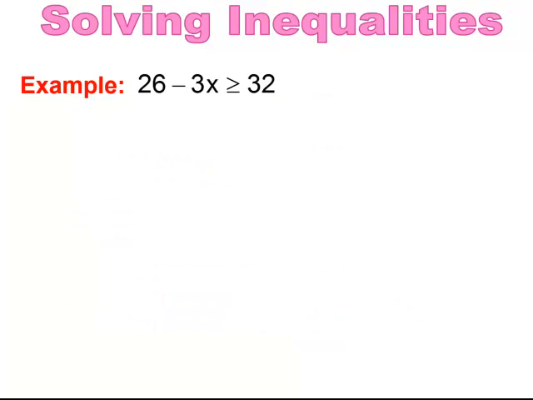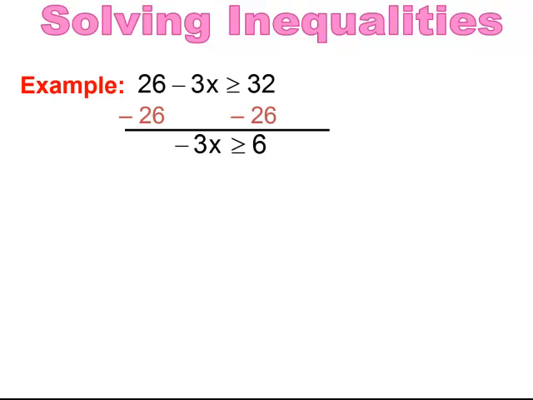So this next example is a two-step inequality. You have to be careful here because the first step is you want to get rid of that positive 26. To get rid of that positive 26, you have to subtract. So you subtract from both sides. What's left now is a negative 3x. So be careful when you bring down that 3x that you bring down that minus sign with it. And now it's negative 3x is greater than or equal to 6.